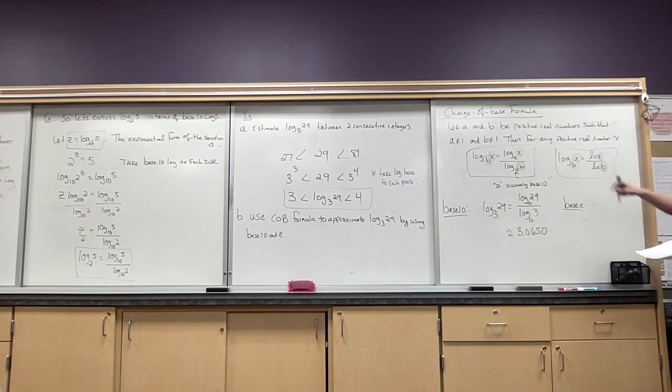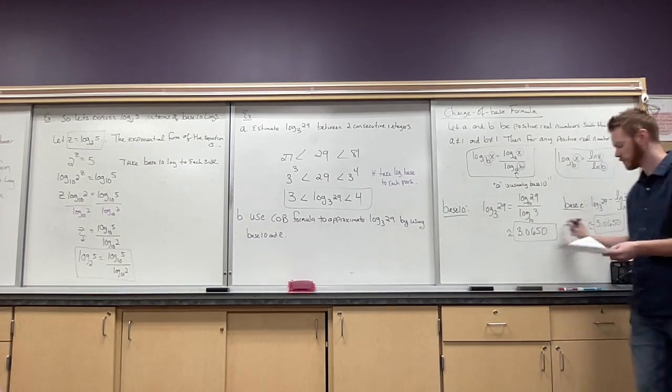Now, let's do it with a base of e. So we're going to use this formula over here. So it follows the same process, just change logs to natural logs. So log base 3 of 29 is ln of 29 over ln of 3. And here's the really cool part. It comes out to be the same answer. So it looks like log base 3 of 29 is between 3 and 4, and specifically it's 3.0650.